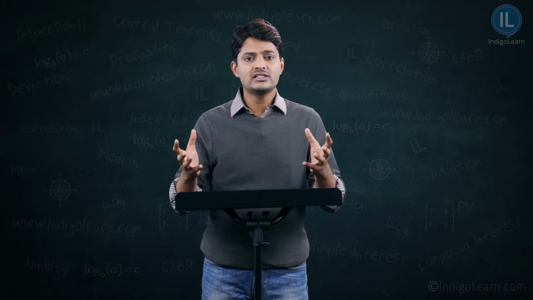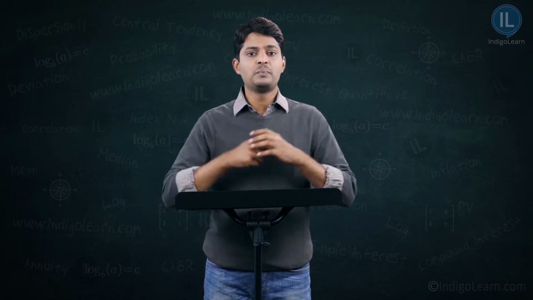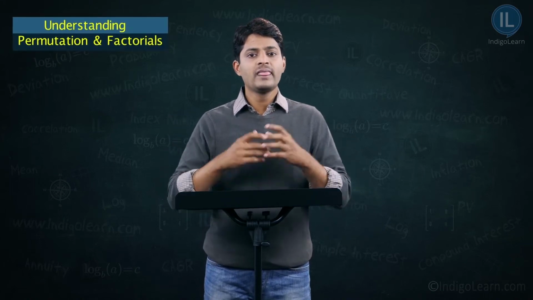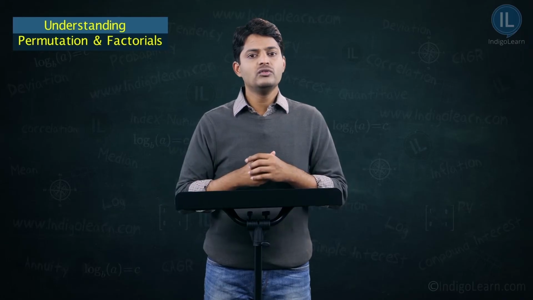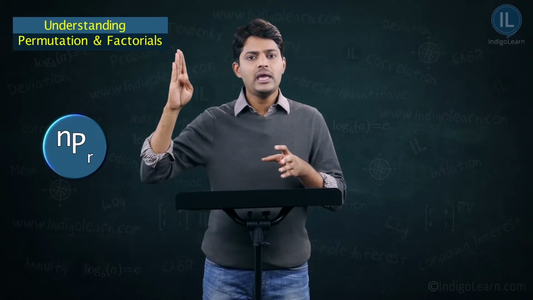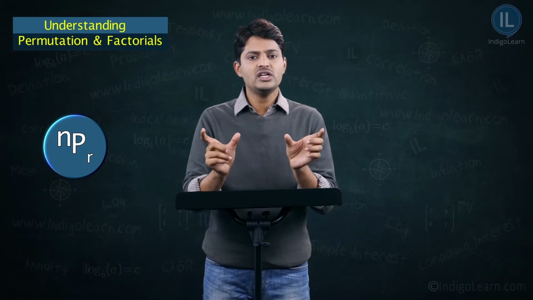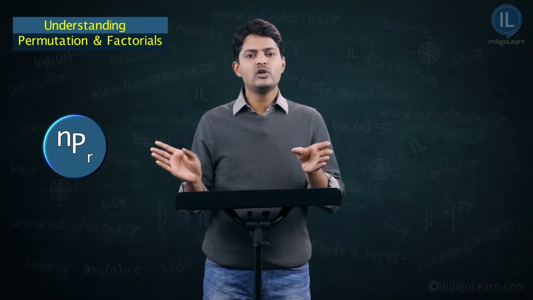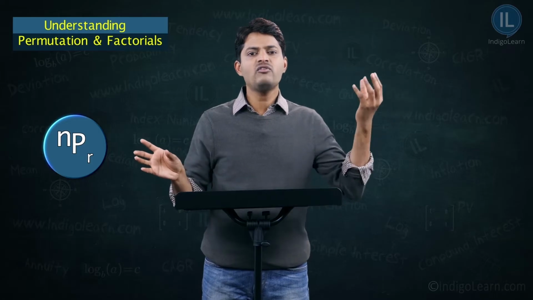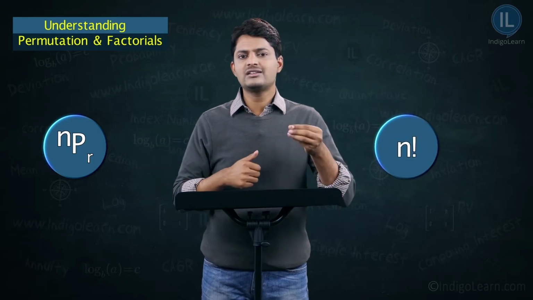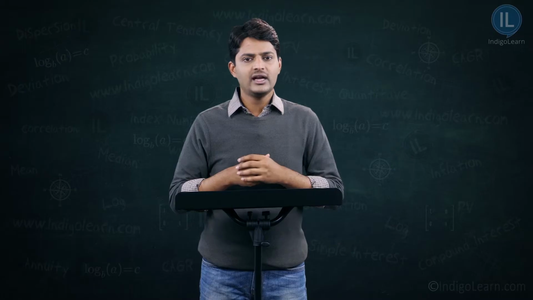So here we understand the concept of factorial, or we use the formula for permutation, with the notation nPr. That is a notation which we are going to learn, and we are also going to learn what the concept of factorial is. Okay, so first let us try to understand what a factorial is.